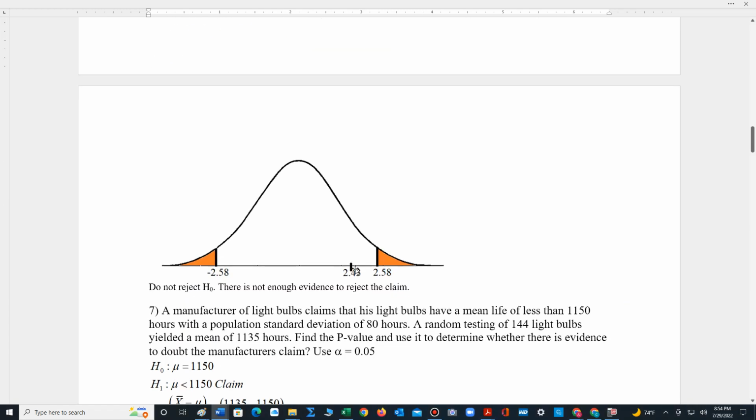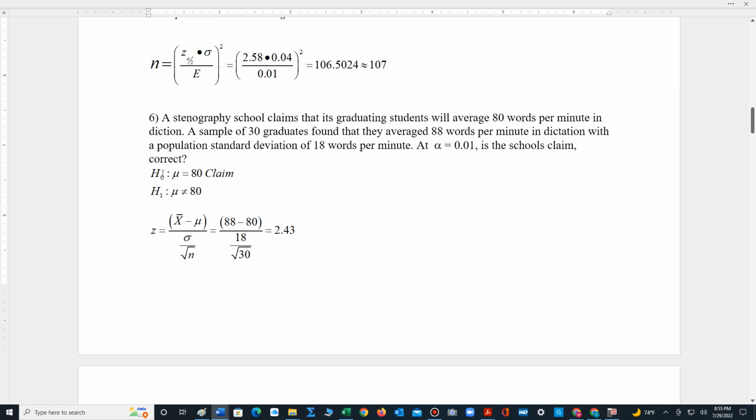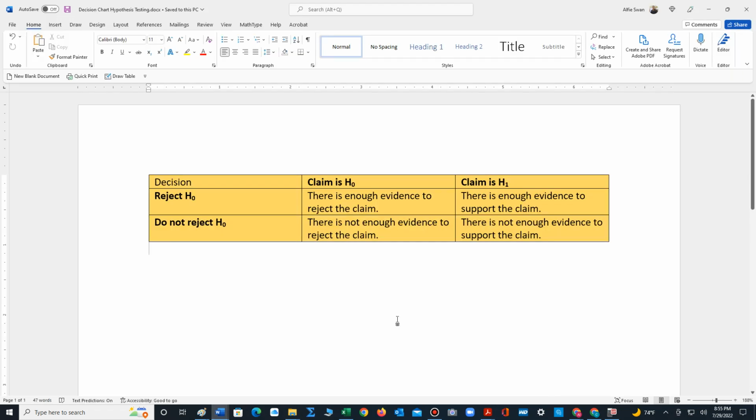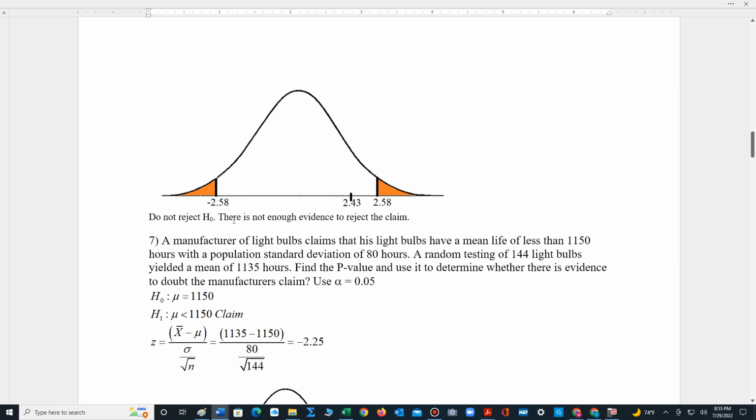Now 2.43 does not fall in the critical region, it falls in the non-critical region, so we say do not reject H naught, and then we have to summarize. So we come back to our claim. Our claim is H naught, and there is a summary chart that we can use to help guide us. The claim is H naught, we do not reject H naught, we say there is not enough evidence to reject the claim. That's our summary. There is not enough evidence to reject the claim.